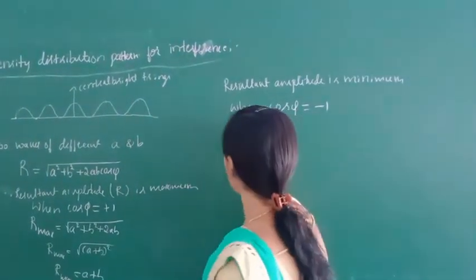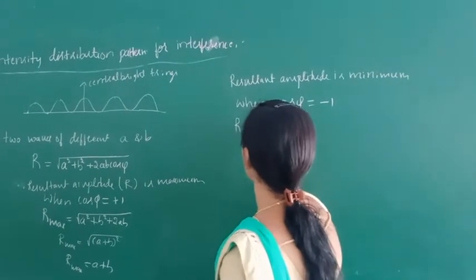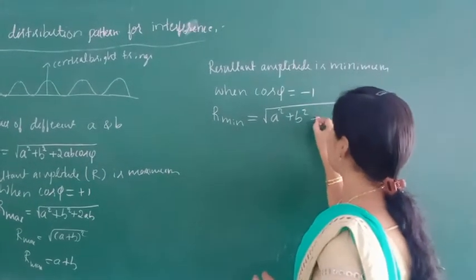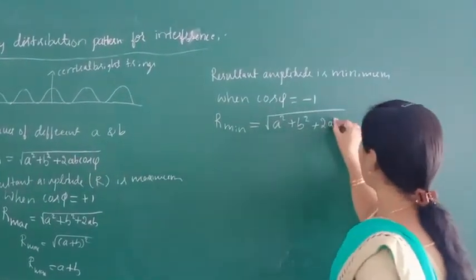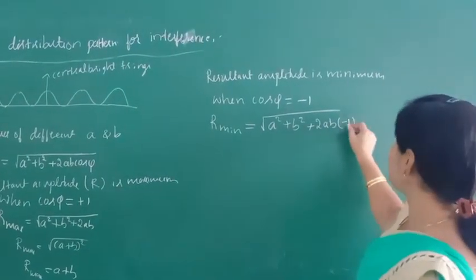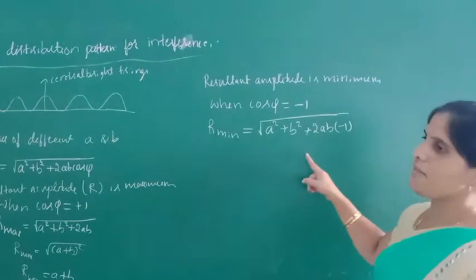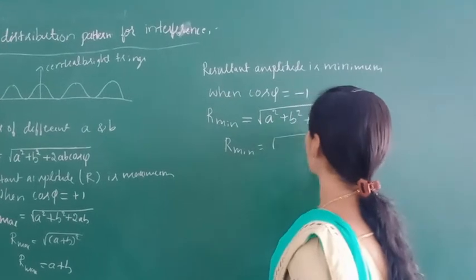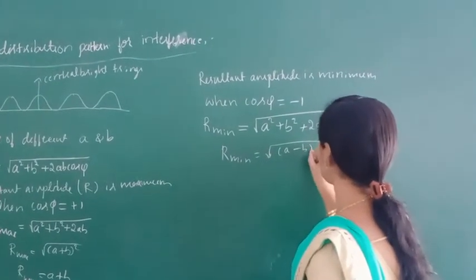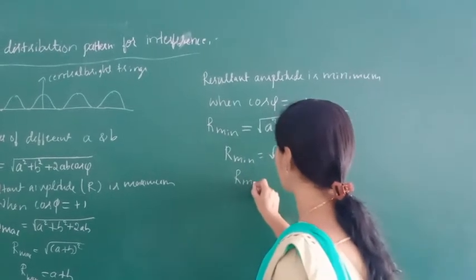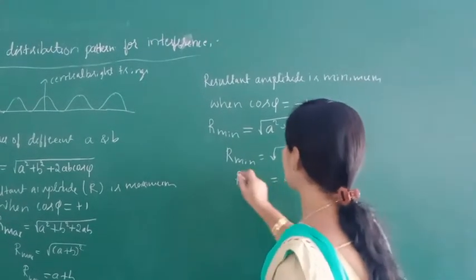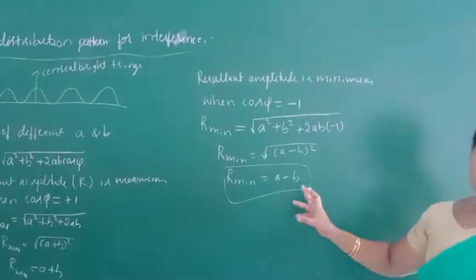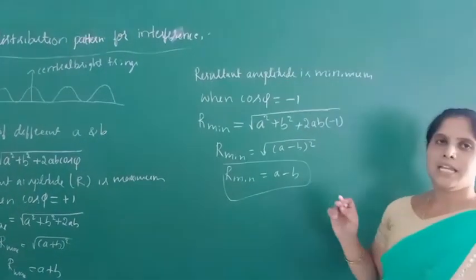Then this equation becomes R minimum equal to square root of A square plus B square plus 2AB into cos phi, that is minus 1. So this is in the form of A square plus B square minus 2AB, that is A minus B whole square. So R minimum is equal to square root of A minus B whole square. Here also the square root cancels, then R minimum is equal to A minus B. This is the minimum amplitude. For minimum amplitude, the amplitudes of the individual waves are subtracted from each other.